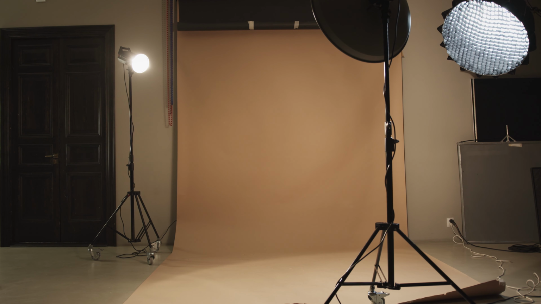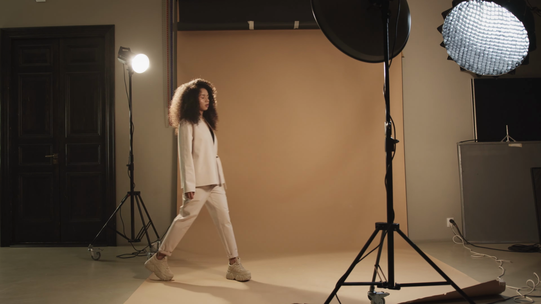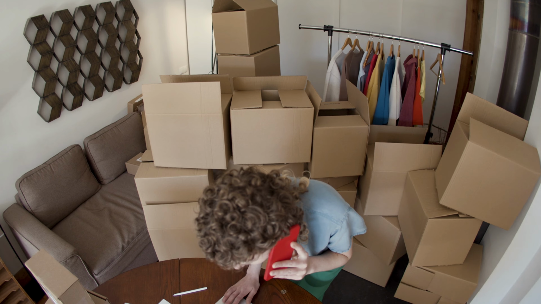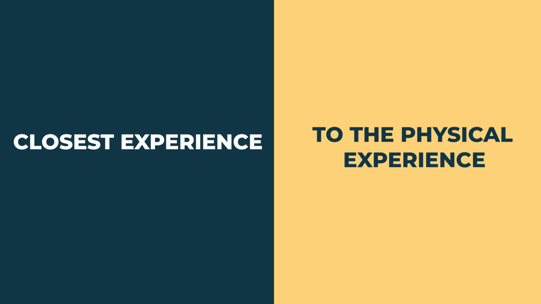And how fancy or complicated your product photography process is going to be depends entirely on your product and how complicated it is and what your product is actually. So if you are selling, for example, clothes, you need a type of photography that's different than if you are selling, for example, a laptop. The most important thing that you should be focusing on here is to make sure that your product photography gives your potential customers the closest experience possible to the physical experience.